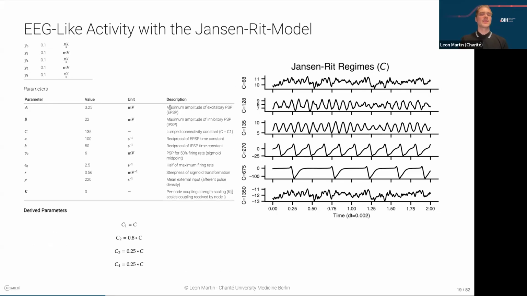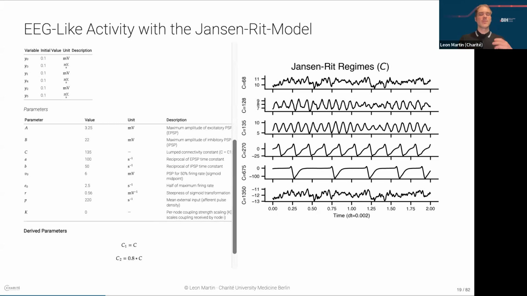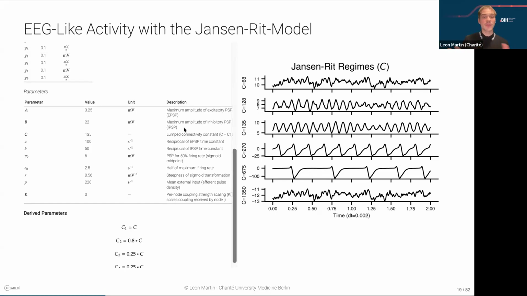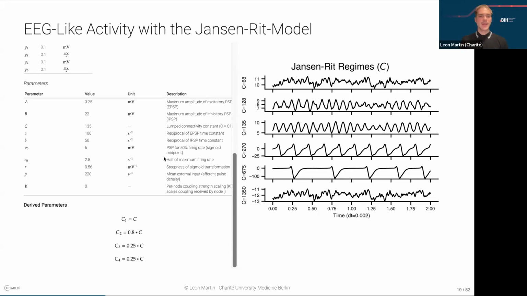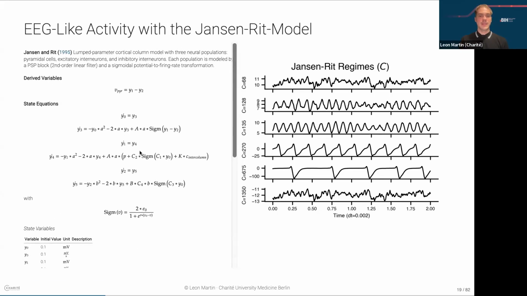So here we go more into detail. So we don't have a single oscillator anymore, with one equation and two parameters. We have now more parameters which also model more biophysically realistic processes like the amplitude of the excitatory postsynaptic potential, inhibitory postsynaptic potential, some time constants, maximum firing rate. And we already have also units in a more biophysical, realistic fashion. And we have coupling between the different populations with this C.